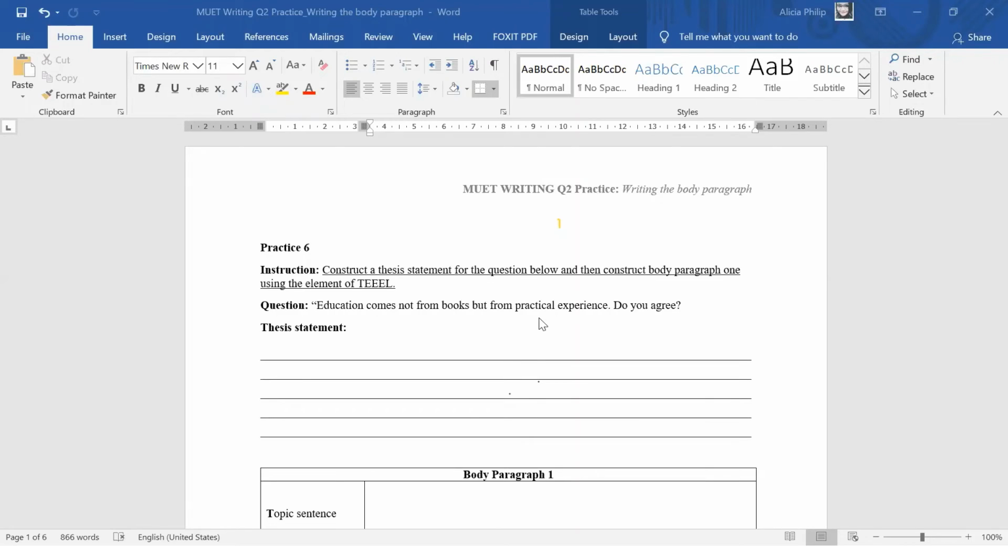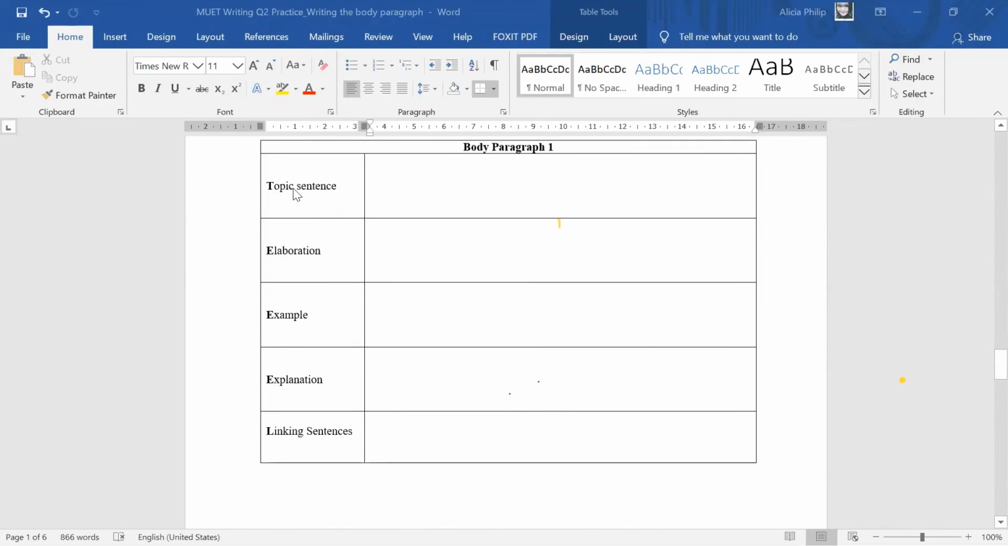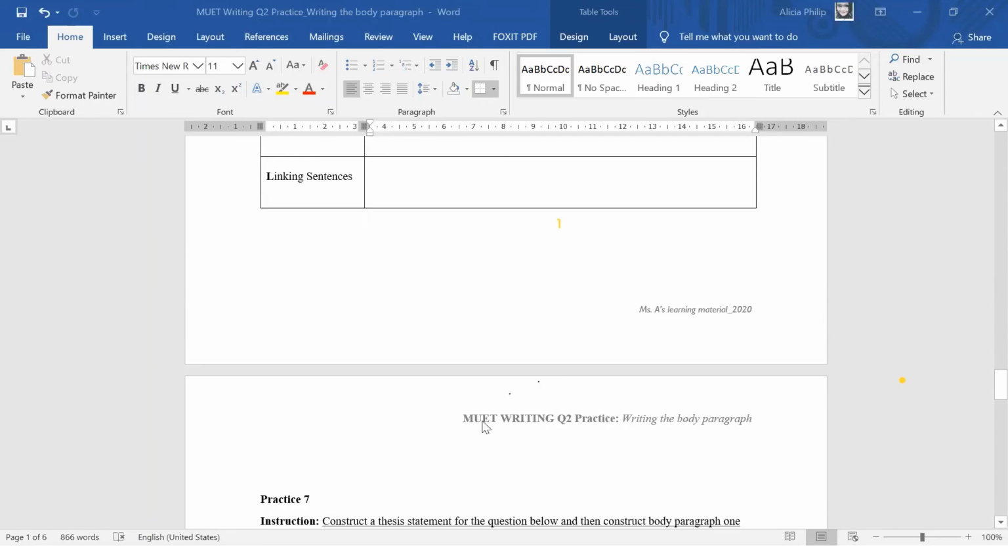Is it similar? Let me check. True, yes, it is. So you have already written your thesis statement. What I want you to do is just copy that thesis statement and restate it here, and then construct your body paragraph according to the TEEL elements. Okay? So you need to do this.